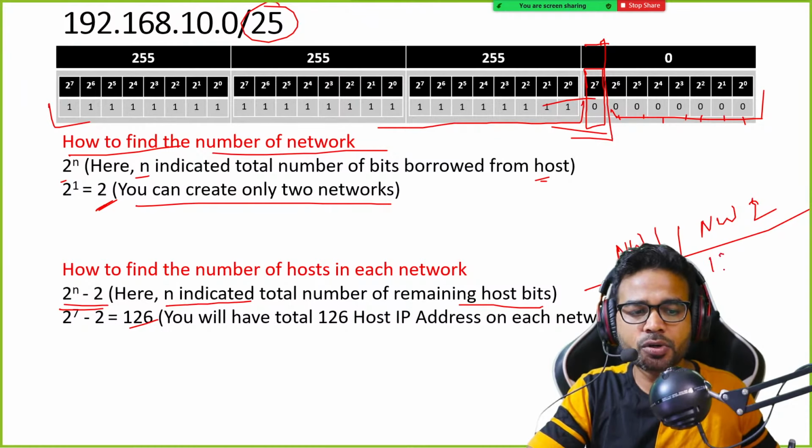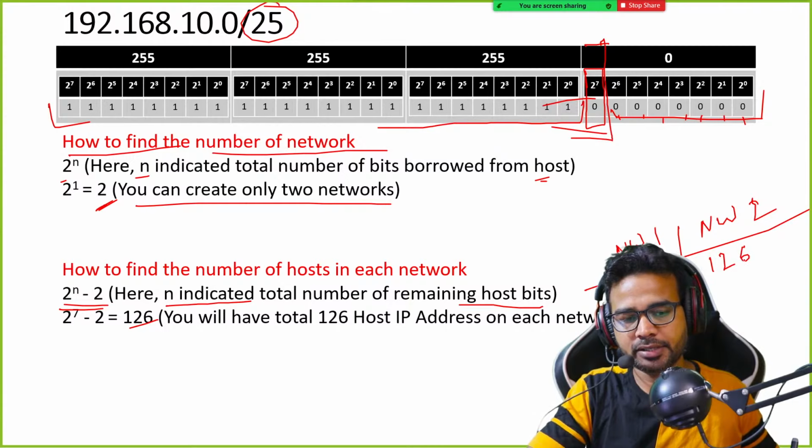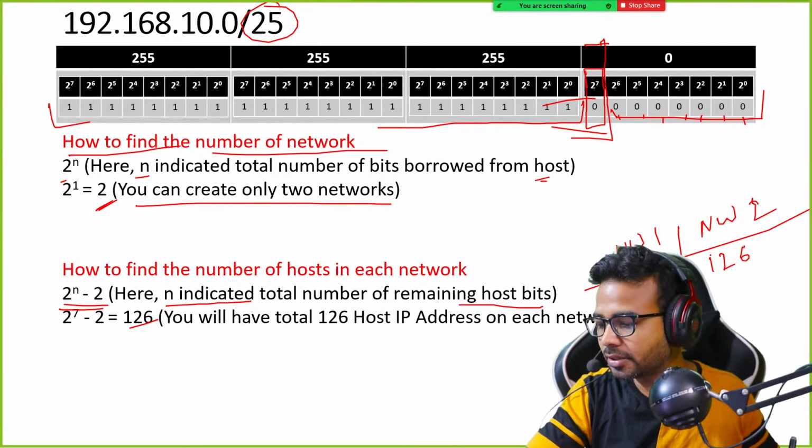In network 2 also you will get 126 IP addresses. Is it clear? Type clear if it is clear.